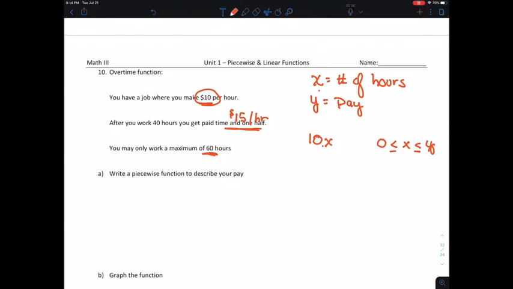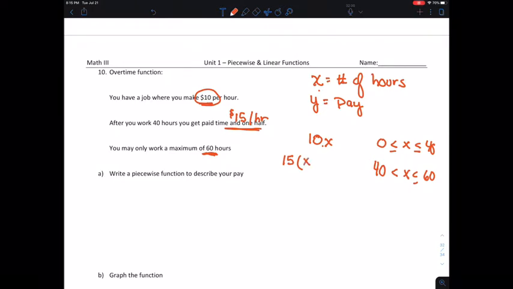But if you work over 40 hours, but you can't work any more than 60, so if you work between 40 and 60 hours, and that should be not inclusive on 40, then you make $15 an hour. Now here's where it becomes a little sticky. The number of hours you get 15 for is not for the entire 40 hours. You get $15 for every hour after 40 hours.